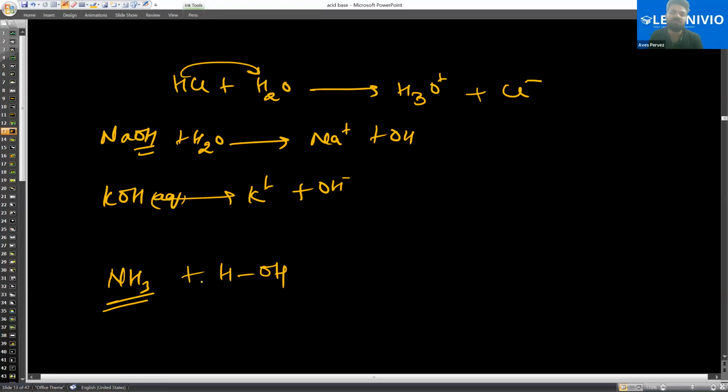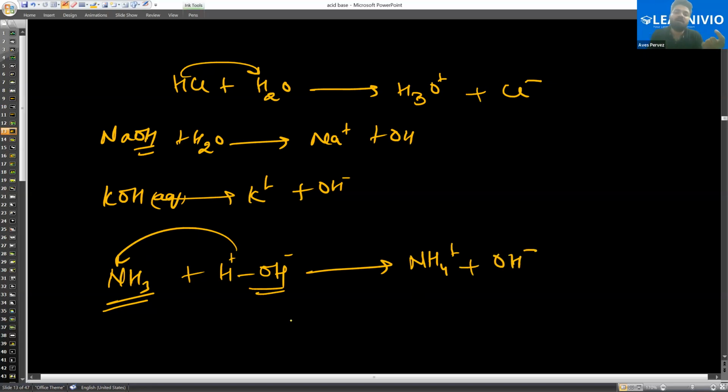But in this case, it is opposite. It will not give H plus ions to the water and form H3O positive. This time it will take the H plus ion of water and form NH4 positive, and the remaining part is OH minus. So when ammonia is added to water, it forms NH4 positive ion and OH negative ion. It accepts the H plus ion from the water. Ammonia has the property of accepting H plus ion. Acids donate H plus ions. Ammonia can accept the H plus ions from water.